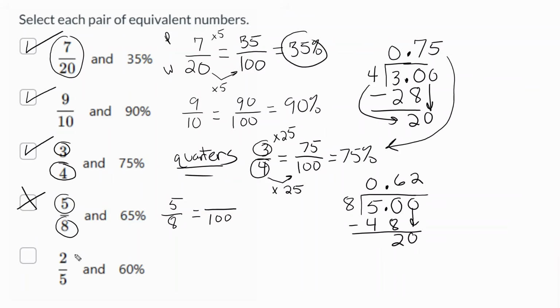All right, and the last one, we have 2 over 5. We can write this as 2 divided by 5. We put a decimal here, and a 0. 5 goes into 20 4 times. It's equal to 0.4. So as a percentage, we move that decimal 2 spaces to the right. That would equal 40%, not 60%. So we should not select that option.